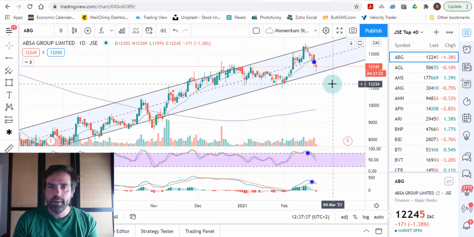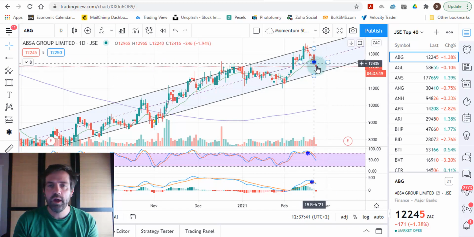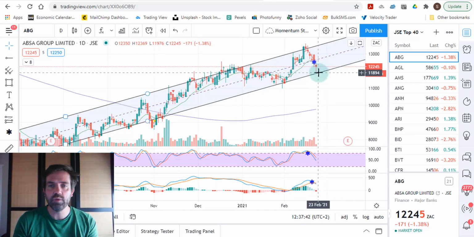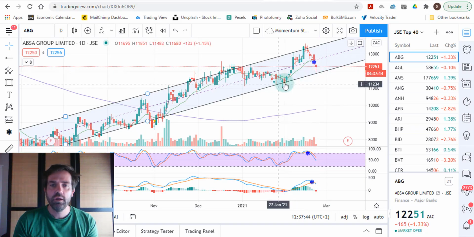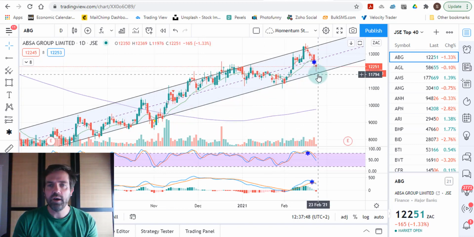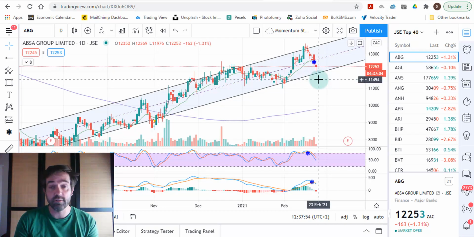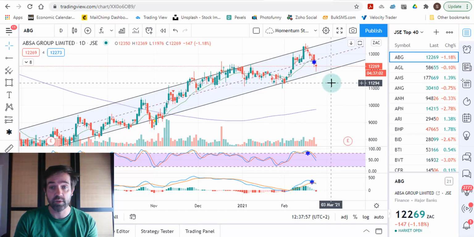But for this one, I'll hang back a little bit because as you can see, it's moving towards the bottom of this channel, which might mean that it's going to bounce off. But it's a good instrument to keep an eye on to see what happens if it breaks through the bottom. That's obviously a further indication that it's going to go downwards and we could enter a short.